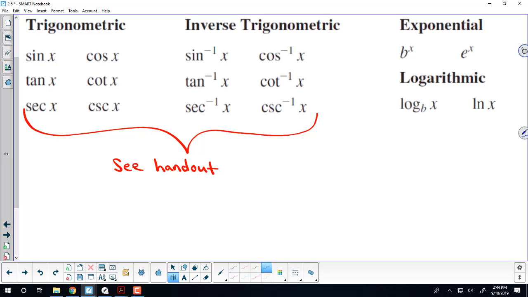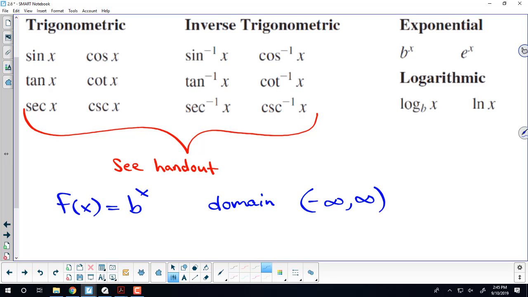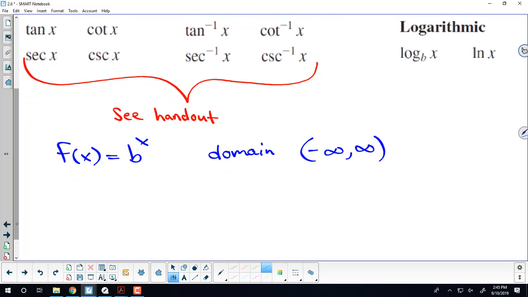I really hope you remember the domain for exponential and logarithms, but it's okay if you didn't. We'll write it here. Exponential functions, their domain is what? Negative infinity to infinity. Yes, we can plug in all real numbers into our exponential functions, b to the x, where b is larger than 0 and not equal to 1.